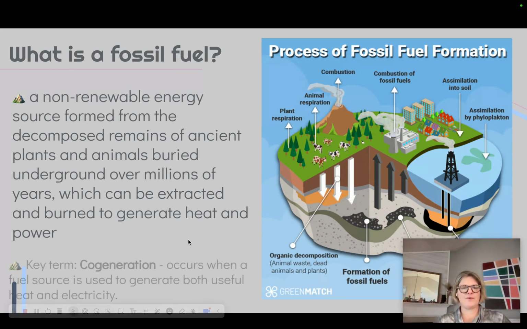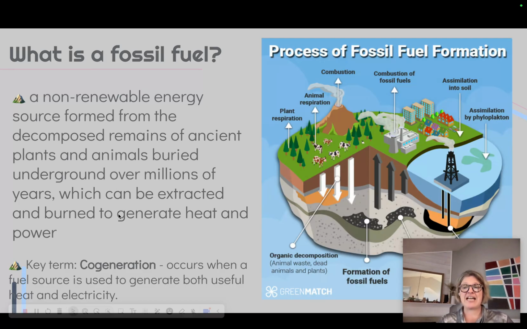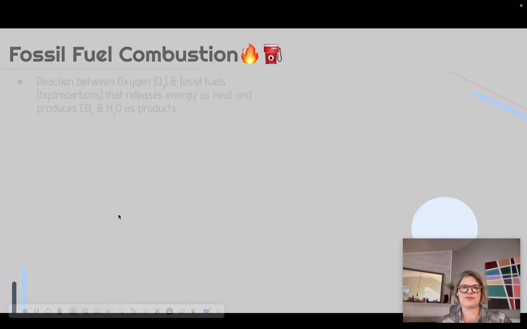Okay. And so when we're talking about generating heat and power, we use a term with fossil fuel combustion that we call cogeneration. And that occurs when a fuel source is used to generate both useful heat and useful electricity. Not all heat is useful, but in terms of cogeneration, it is. And so sometimes if we can turn that heat into something useful, we will use it. And then if we're also generating electricity, that's where we get that term cogeneration. So if you see the term cogeneration anywhere, that's what it is referring to.